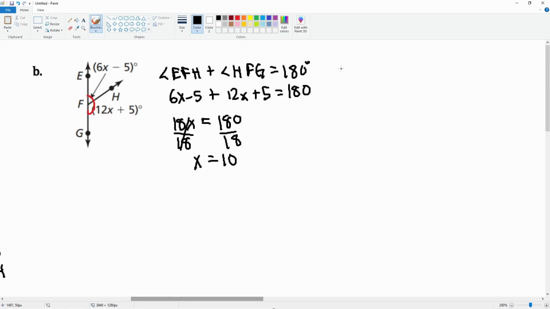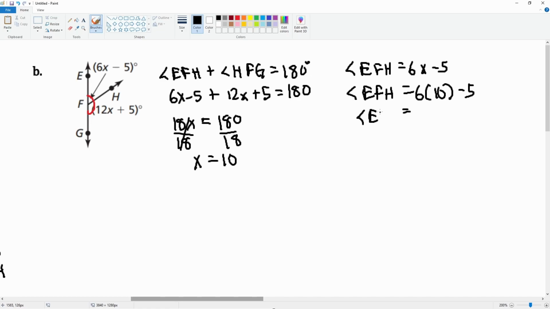Let's find the value of each angle. Angle EFH is defined as 6x minus 5. Plug in the value for x. Angle EFH is 6 times 10 minus 5. That is 55 degrees. So this is 55 degrees.